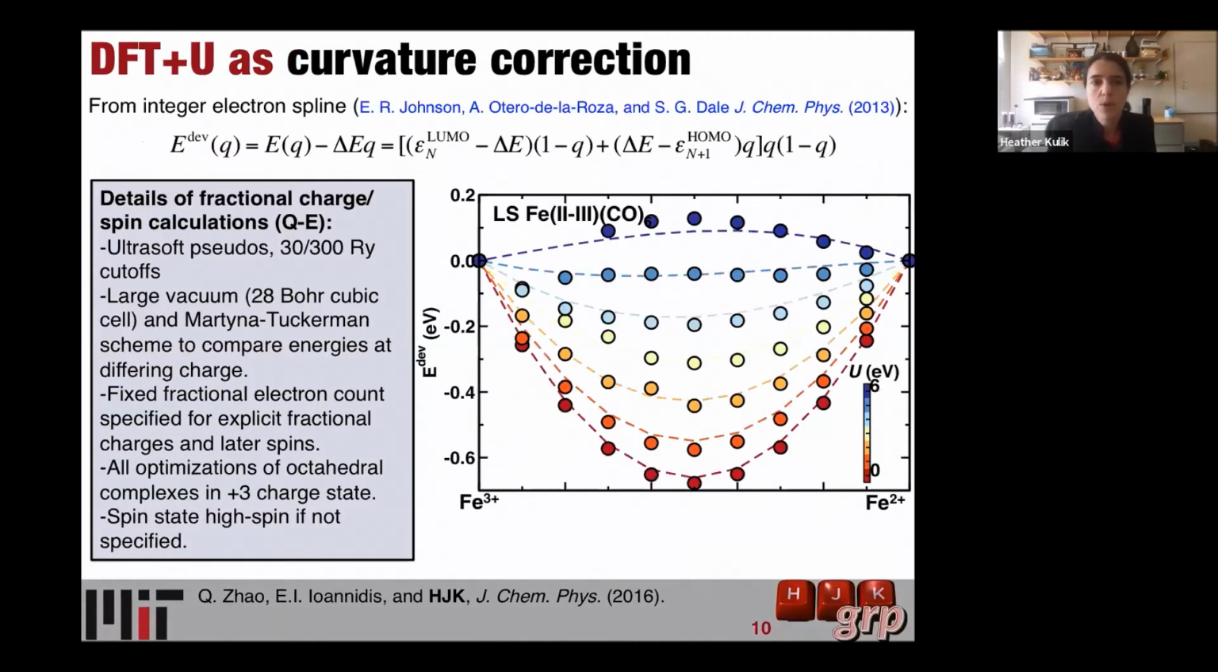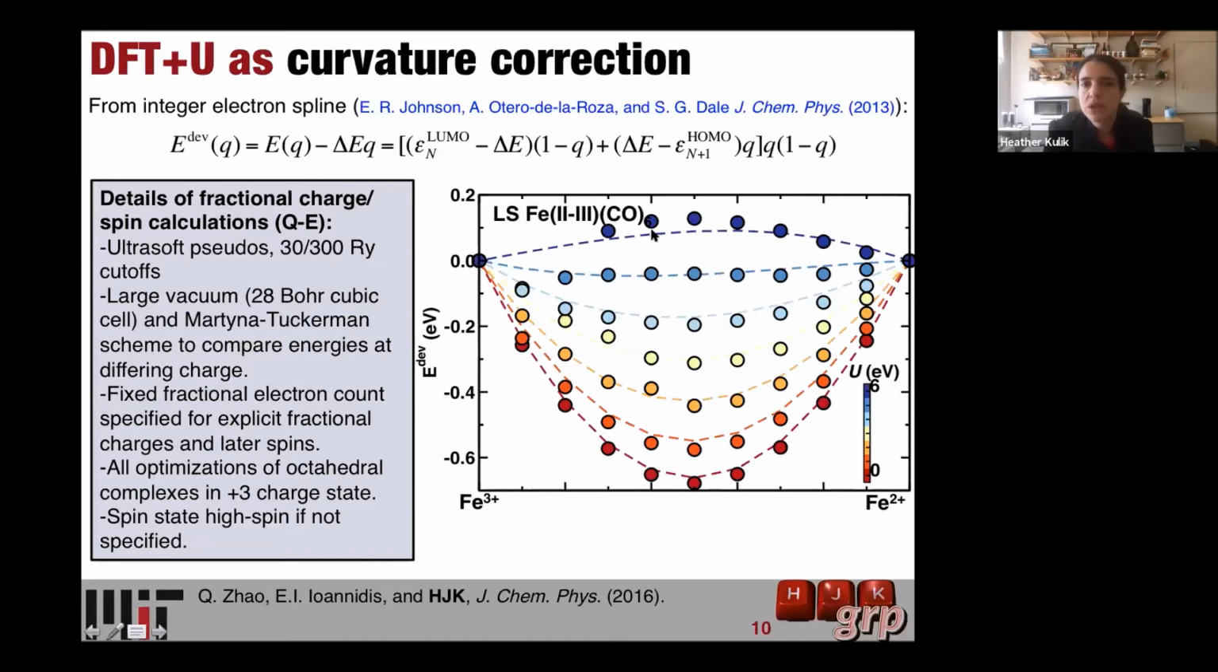And so we did this a couple ways. I'd say the key things to note are that we use Martyna-Tuckerman's scheme to enable comparison of energies at different charges. We do this on molecules that are isolated, and so we just neutralize the cell boundaries. And we carry out explicit fractional charge calculations. So we actually add a fraction of an electron to the whole system and then look at what the energy does. And the spin state of these systems is high spin if I don't otherwise specify it. There's also a nice spline expression, so you can look at this without explicitly calculating fractional charges. That's what's done up here. This was introduced by Aaron Johnson.